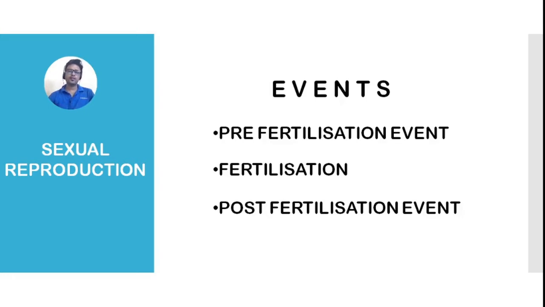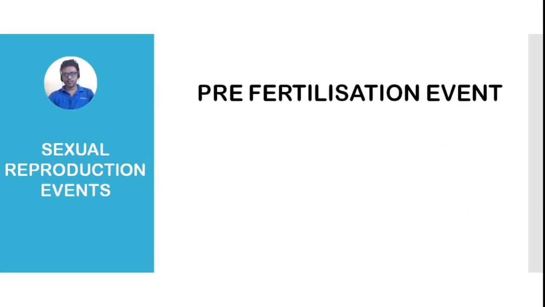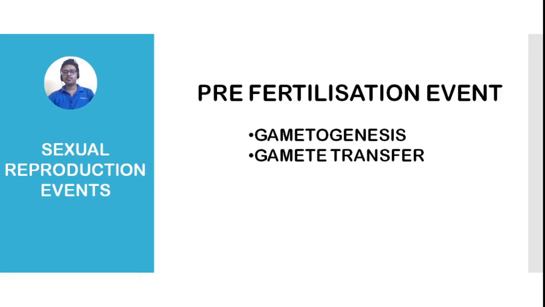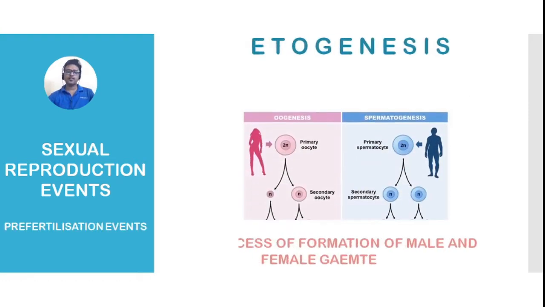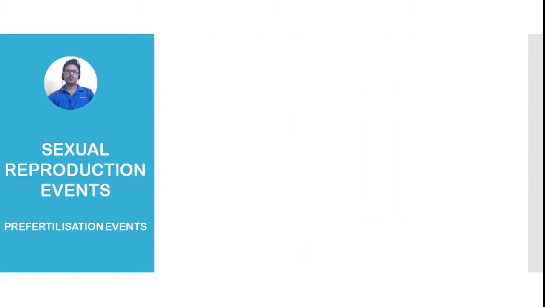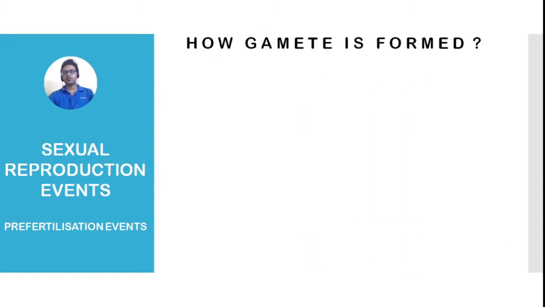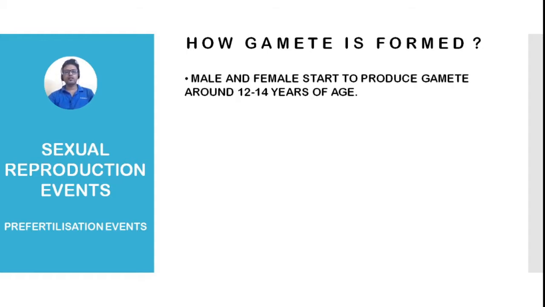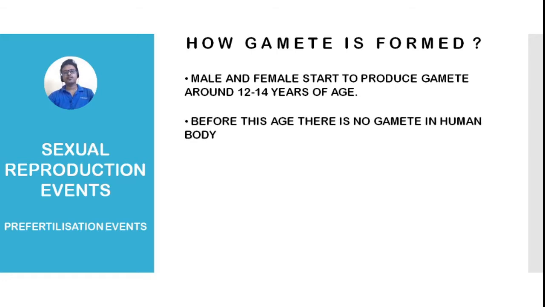And now let's start the pre-fertilization event in detail. In case of pre-fertilization event, as we told earlier, there are two incidents. The first one is gametogenesis and the next one is gamete transfer. Gametogenesis is the process of formation of male and female gamete. So at first we have to know how gamete is formed. In case of human beings, male and female start to produce gamete around 12 to 14 years of age. And before this age, there is no gamete found inside the human body.